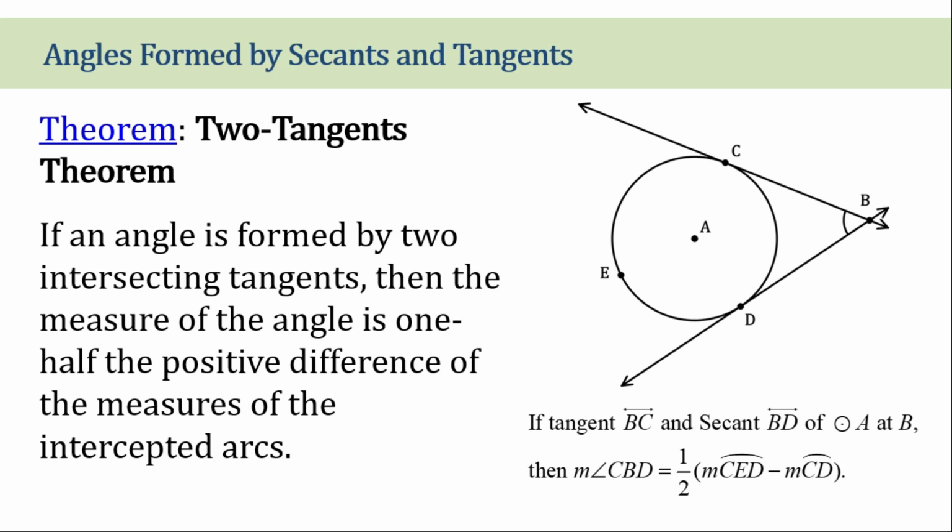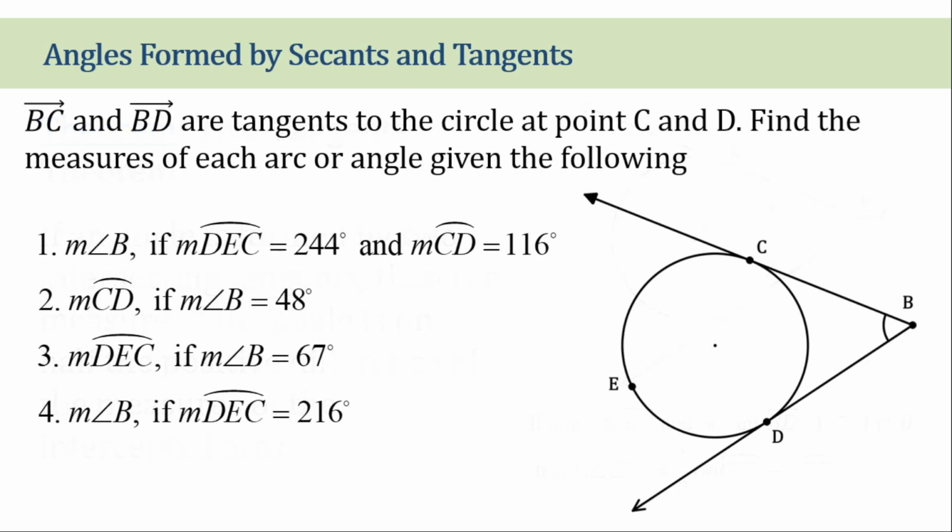Now, two tangents theorem. If an angle is formed by two intersecting tangents, then the measure of the angle is 1/2 of the positive difference of the measures of the intercepted arcs. So the measurement of this is equivalent to 1/2 of the difference of this from this. So let's try to answer questions about this.